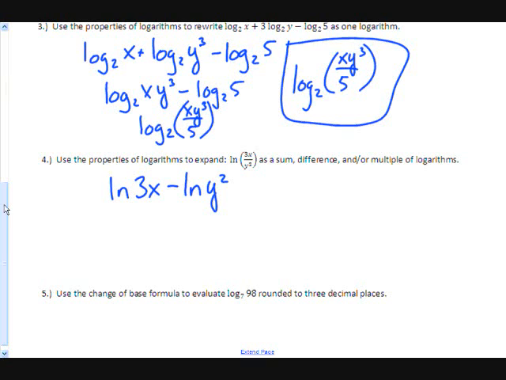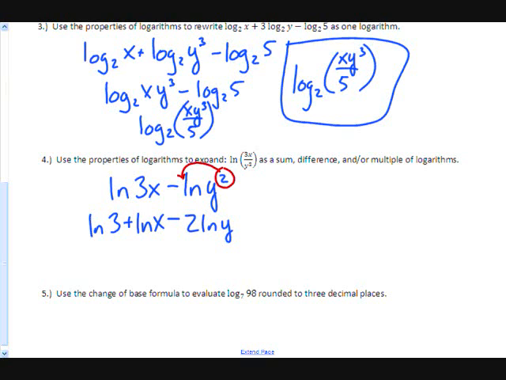And now here, I've got 2 things being multiplied. It's 3 times x, which I can rewrite as 2 logarithms of those 2 things being added. So it's the natural log of 3 plus the natural log of x, minus. Over here, I'm going to go ahead and do this rule. I can take this exponent and bring it out front and turn it into multiplication. So it becomes 2 natural log of y.